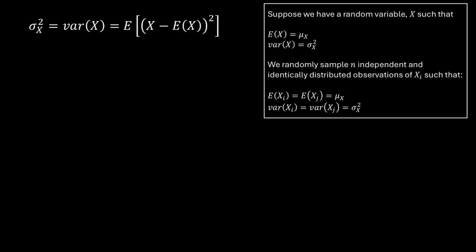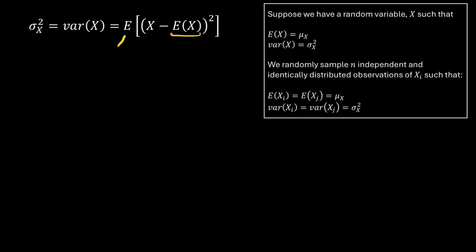To do this, let's begin with a random variable. We've got a random variable x with expectation mu x and variance sigma squared x, and we take n independent and identically distributed observations randomly sampled from the population, such that the expectation of each of those observations is equal to mu x and the variance is equal to sigma squared x. Now we know that the variance of x is equal to the expectation of the square of x minus E of x. We also know that the sample mean is an unbiased estimator of the expected value of x, and we've got two expectations here.